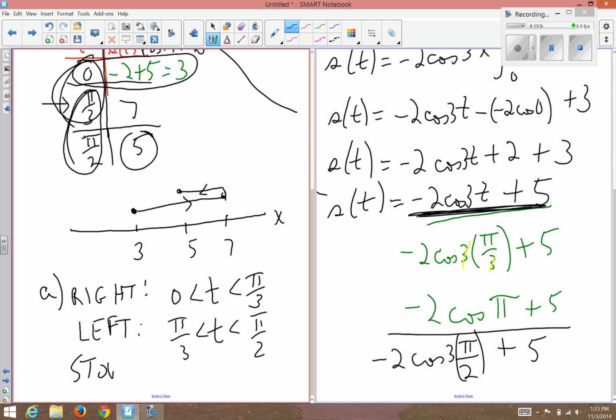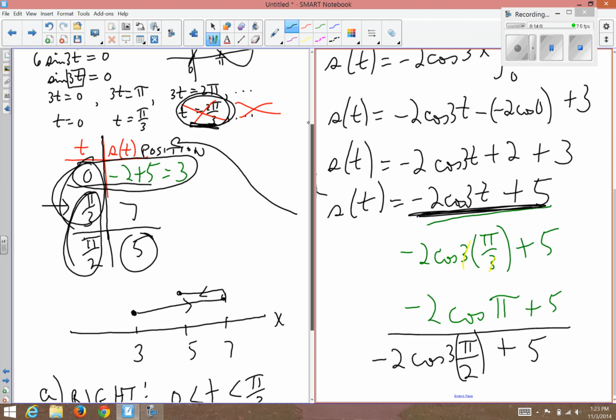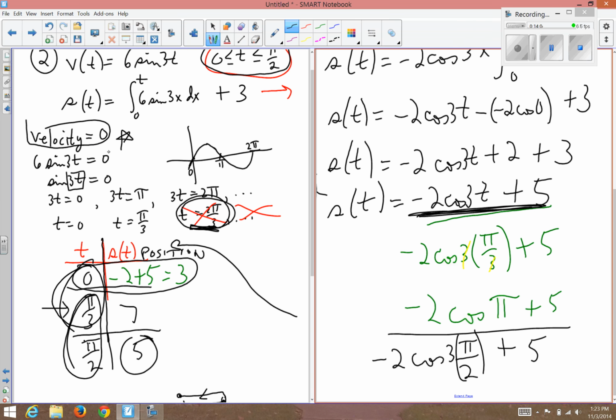So it was stopped. Stopped means velocity equals 0. And that was the reason way up here when we said we're going to find when the velocity is 0. Because velocity is 0 meters per second, means you're stopped. And you're stopped at these times right here. Velocity is 0 at these two times.